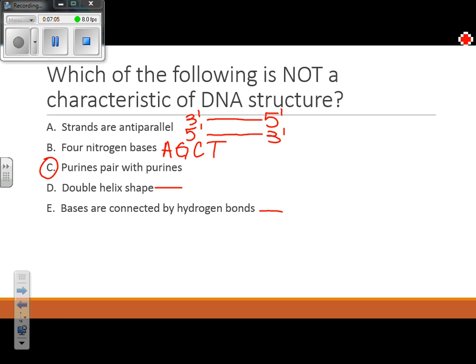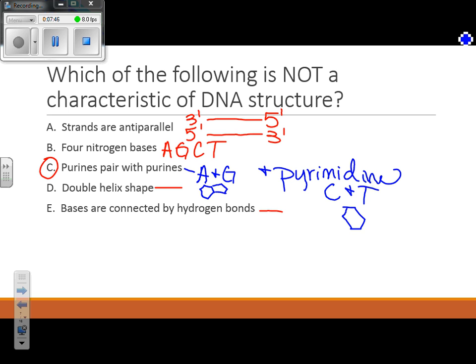The only thing that's off here is purines pairing with purines. This does not happen. Your examples of purines are A's and G's. These are usually your double ring structures, right? So they can't pair with each other or DNA would be too wide. So what a purine pairs with is a pyrimidine. And a pyrimidine would be your C's and T's, and these are your single ring structures.